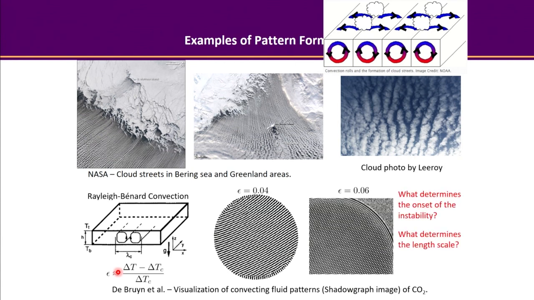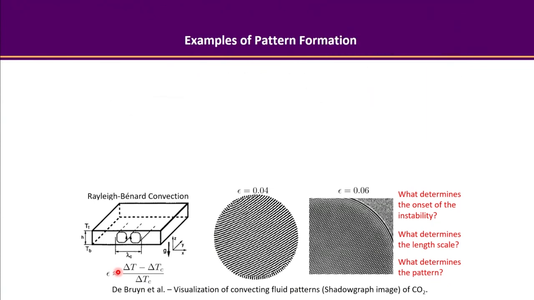So again, we are asking the same question. What determines the onset, which means how much temperature difference do we have to overcome in order to get a pattern emerging in the system? What determines the length scale? Usually, as we described, it is through certain competition. And what gives rise to the pattern? How come sometimes you get stripes and sometimes you get this hexagonal lattice-like pattern?